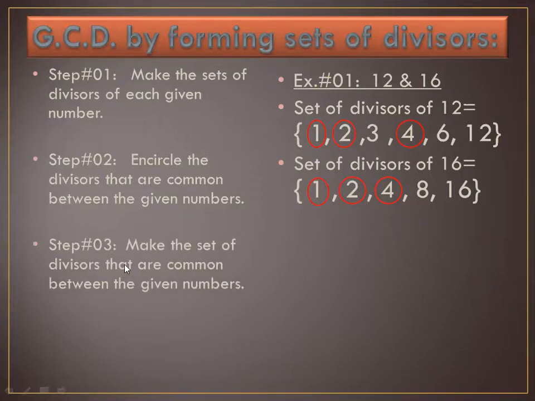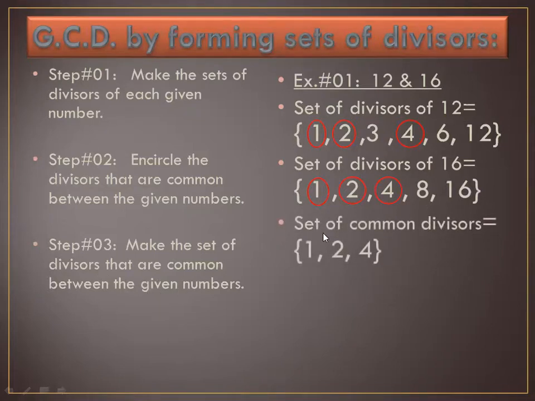Now, step number 3. In step number 3, you have to make the set of divisors that are common between the given numbers. You have to make another set of divisors, but that set should contain only the common divisors. So in the next step, you make the set of common divisors. And what are the common divisors? They are 1, 2 and the last one is 4. So these are the common divisors.